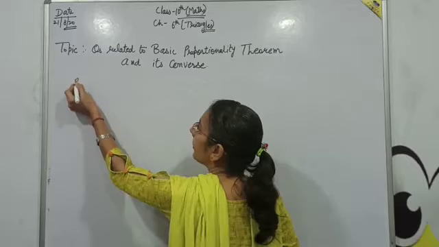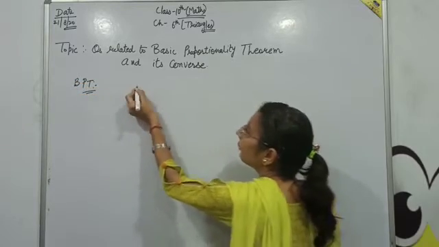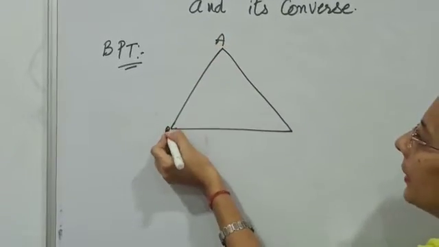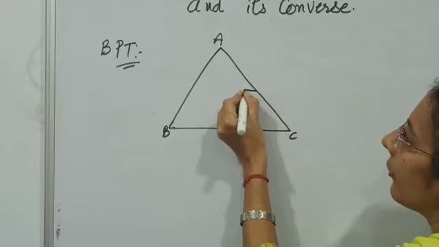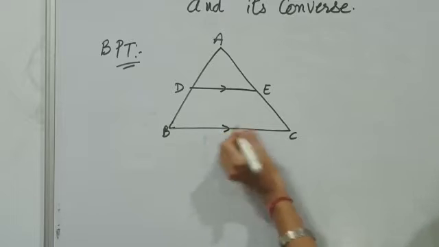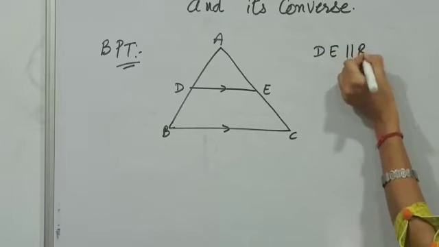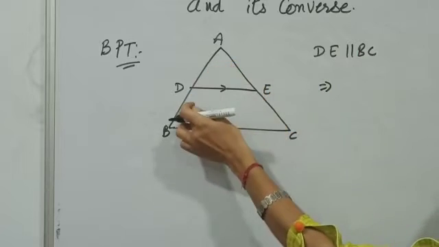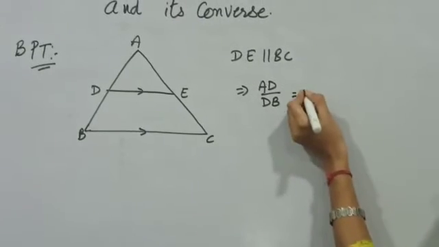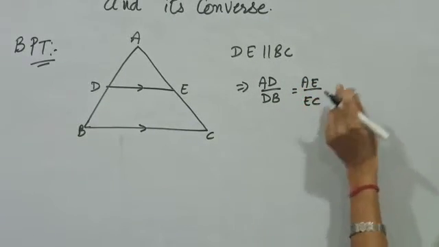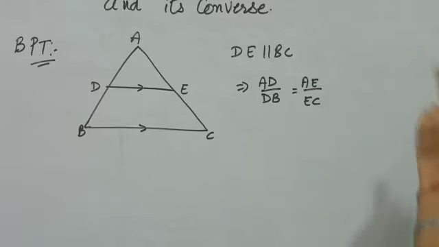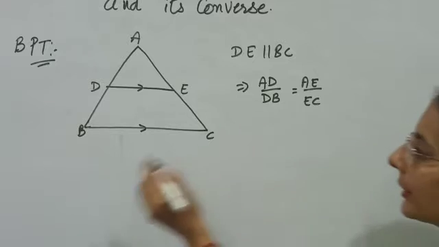The concept behind the BPT was: if in a triangle, as here we are given a triangle ABC, there is a line parallel to the third side, such that DE is parallel to BC, then we have to prove that the ratio of these parts, AD upon DB, is equal to AE upon EC. This must be given, and this is what we want to prove, and we will use it in the BPT questions. Okay, and now its converse.